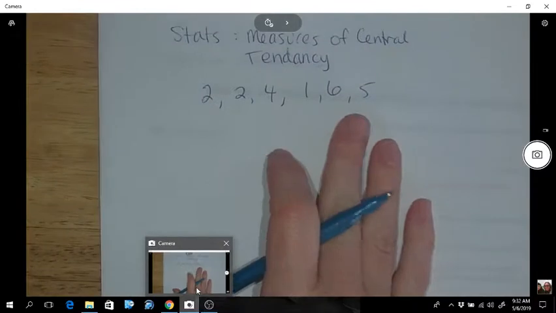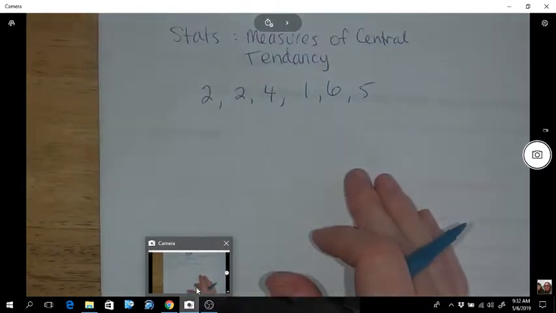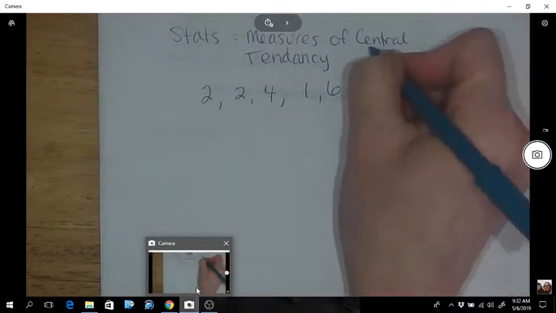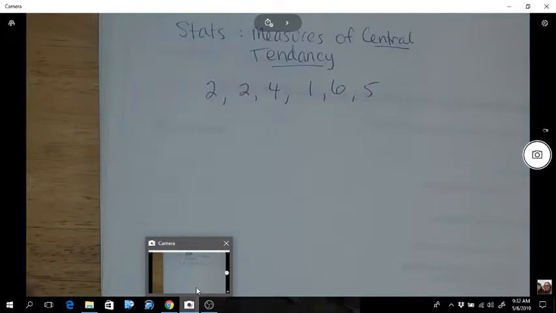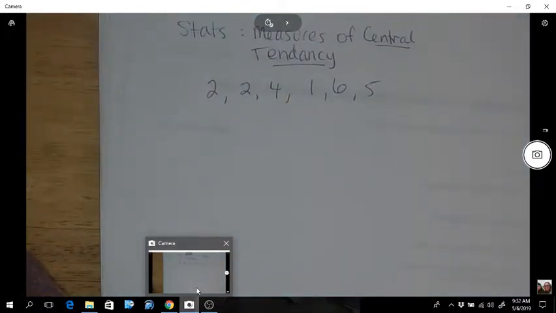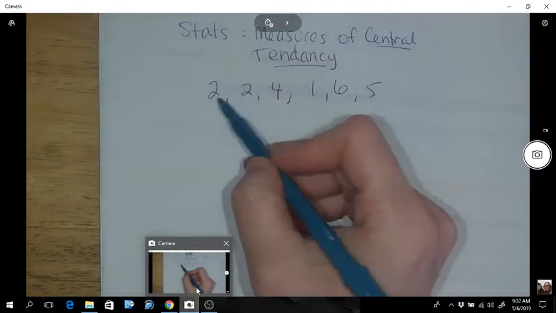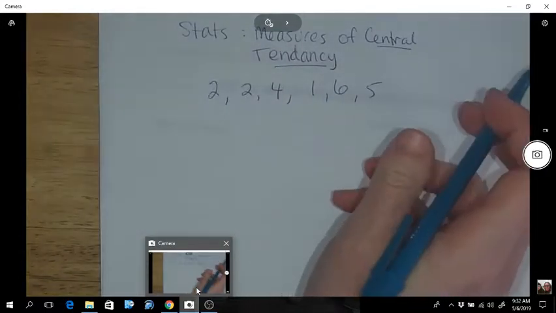Okay, we're going to talk about some statistics and how to analyze data. So the first lesson is all about central tendency. What kinds of things we can do to analyze the data, to compare it. Okay, so here's our pieces of data. Let's say they're scores or numbers of something. 2, 2, 4, 1, 6, 5.